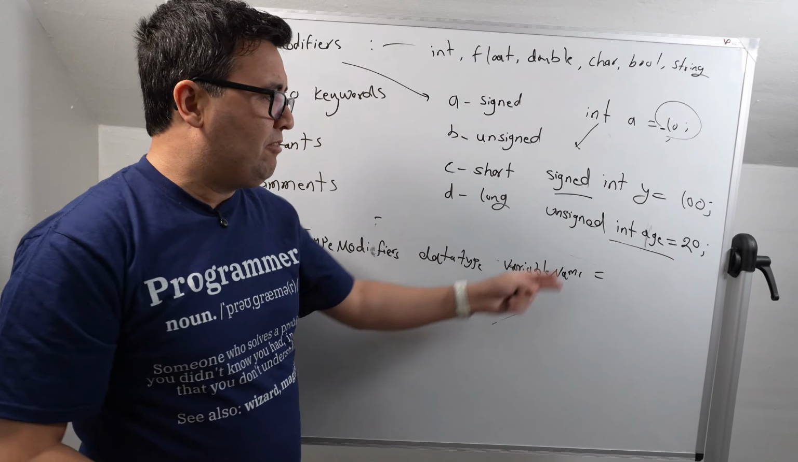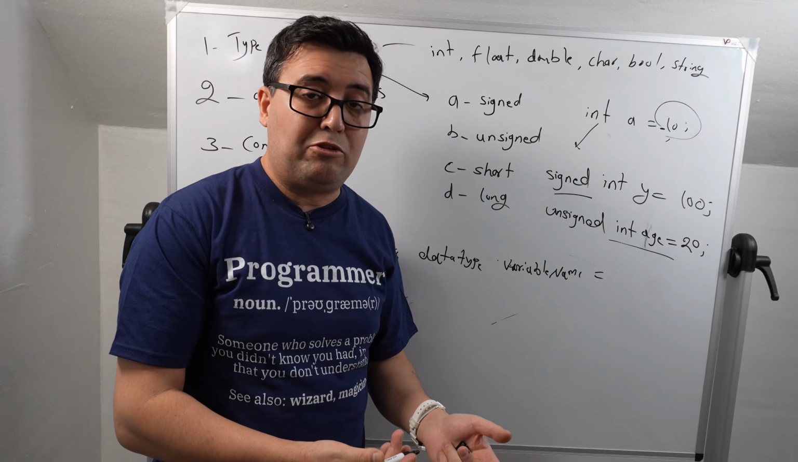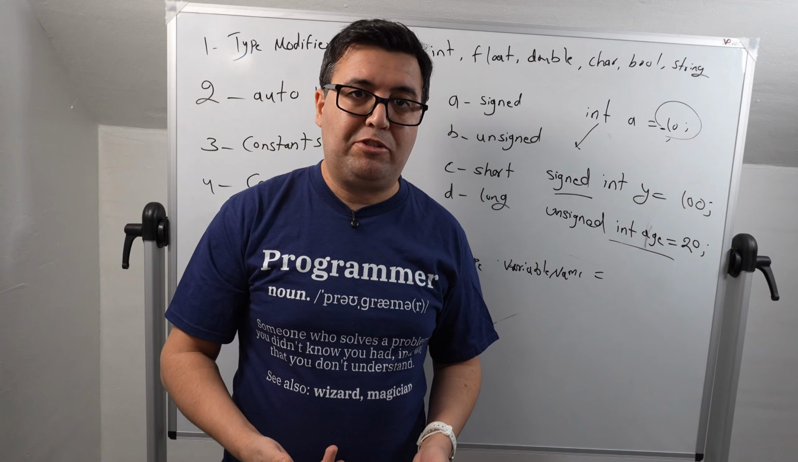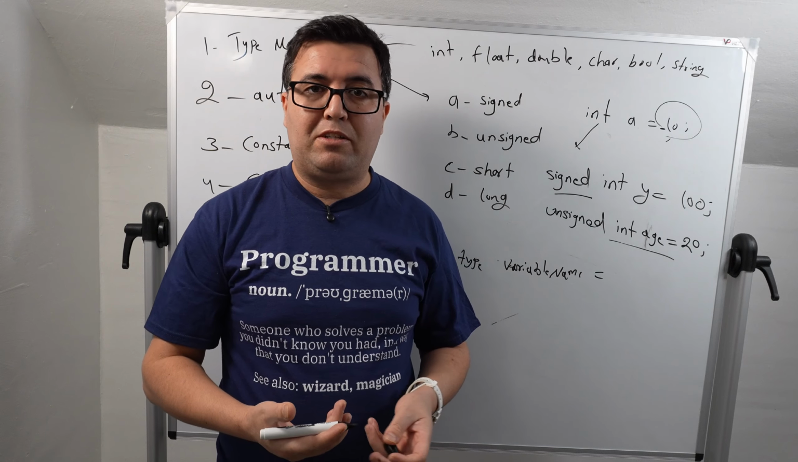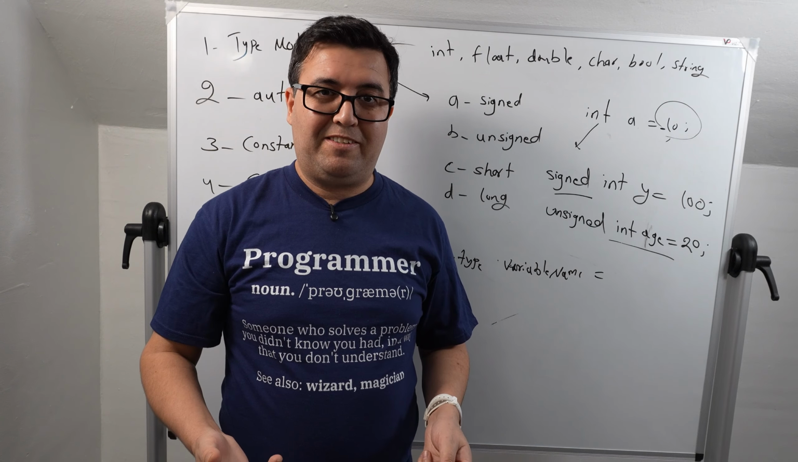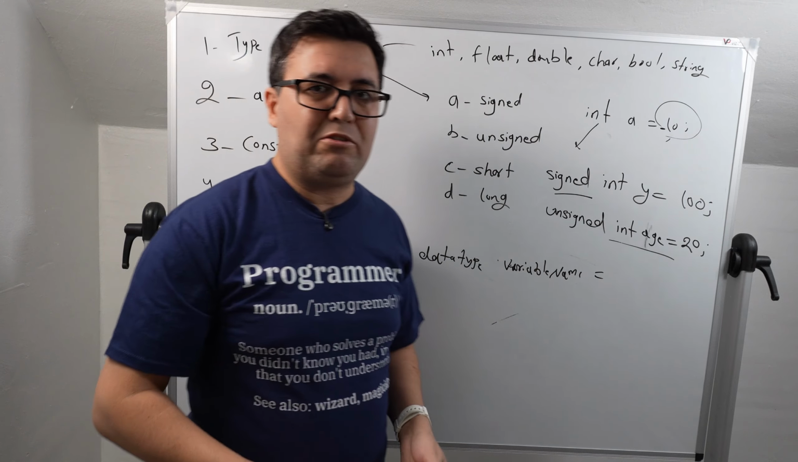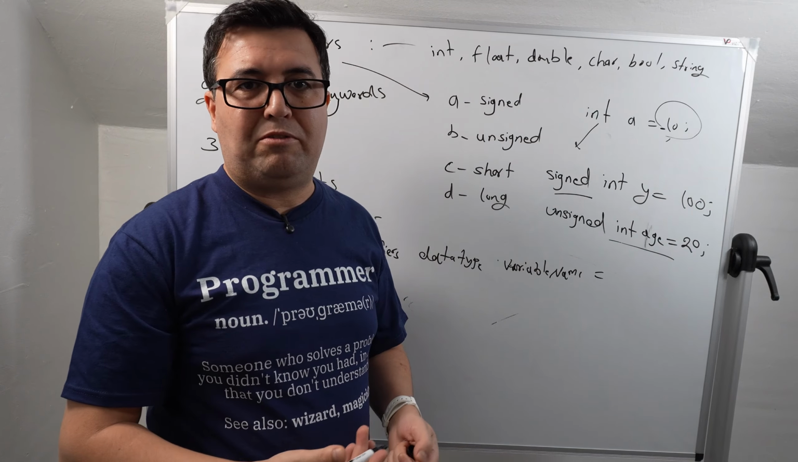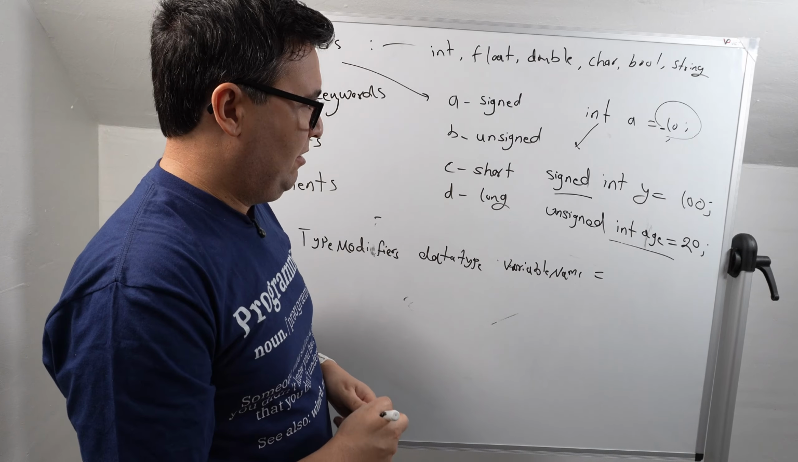It says this variable is defined unsigned. It means this variable can only store positive values, because sometimes we need it to store positive values, like our age. Our age cannot be negative. We become 20 years old, 25 years old, 50 years old or 60 years old, whatever we are. So it cannot be a negative value.